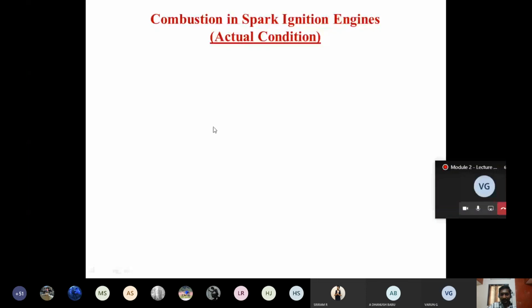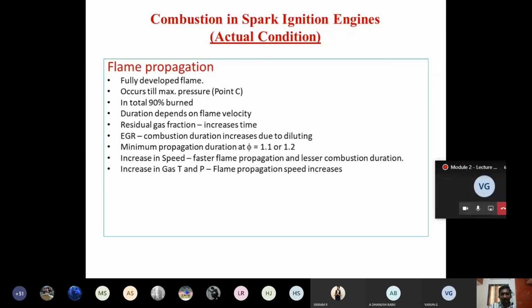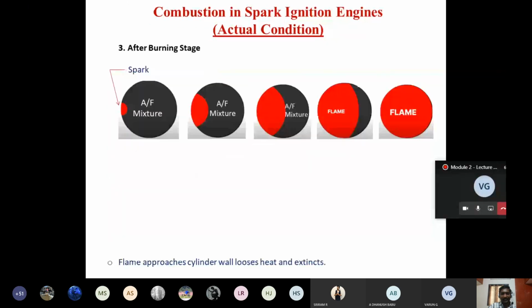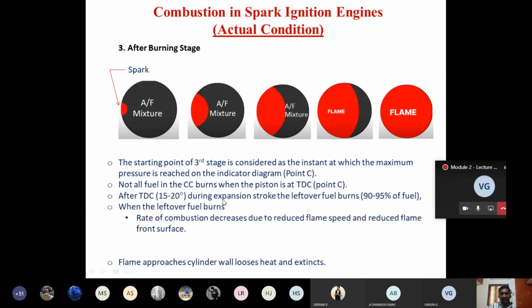So this is about your flame propagation stage, and the last stage is the after burning stage. In these two diagrams, almost 90% of the mass of the fuel is being burnt, and only 5 to 10% is going to undergo combustion in the after burning stage. Remember that not all the fuel will get burnt during the flame propagation stage. There will be some fuel left over, and that leftover fuel is going to burn during the after burning stage.